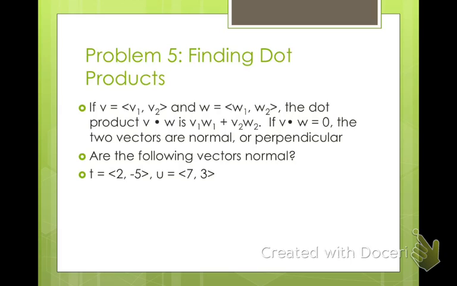So let's look at this one. t equals ⟨2, -5⟩ and u equals ⟨7, 3⟩. So in order to find this one, you take your first values, 2 times 7, which is 14, and then you add your second values, -5 times 3, which is -15, and you get -1. Well, we didn't get 0, so that means it is not perpendicular.